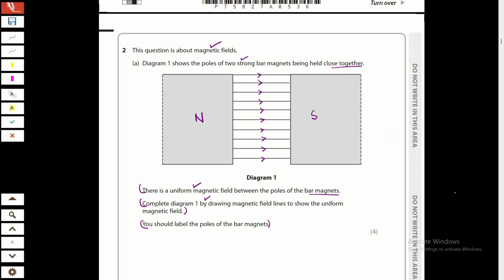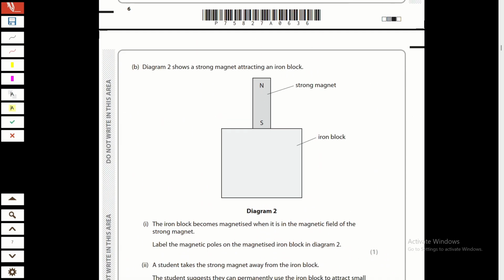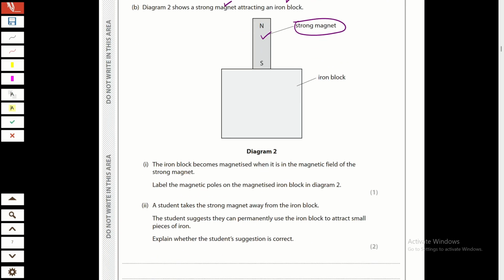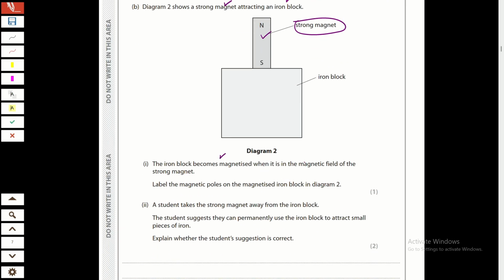All right, so that was the first part of the second question. Let's move to the second part. The diagram 2 shows a strong magnet attracting an iron block. So this is actually our strong magnet, and it is attracted to an iron block. The iron block becomes magnetized when it is in the magnetic field of the strong magnet, right? Because iron is basically a magnetic material. Label the magnetic poles on the magnetized iron block in diagram 2.